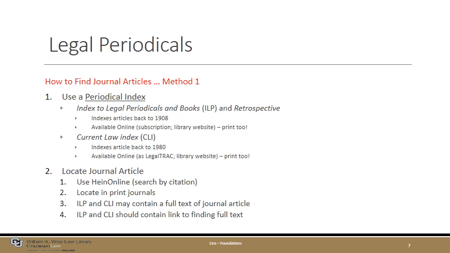The key takeaway here is that if you are doing periodical research for articles that are very old, you're going to need the Index to Legal Periodicals. I tend to favor that one for all my research from 1908 right through the current day. It has a lot of powerful searching options, which we'll look at in a second.